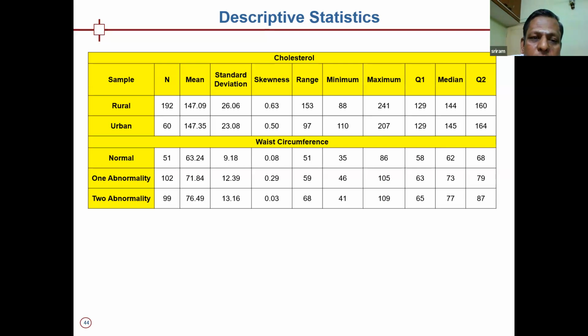See, if you look at the mean, it is almost the same, right? Rural, the average cholesterol is 147, and urban also. The standard deviation is nothing but a variation measure, and it is almost the same. Looking at the table, rural and urban are almost the same. That means there is no relationship between living place and cholesterol in my data.